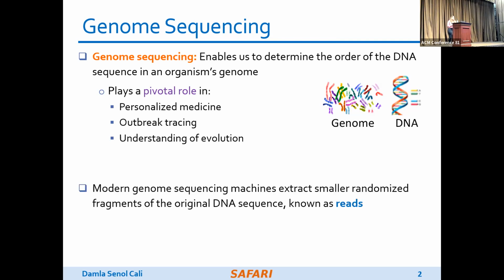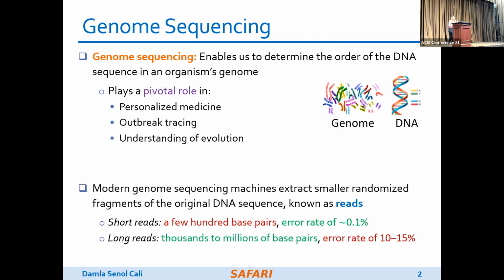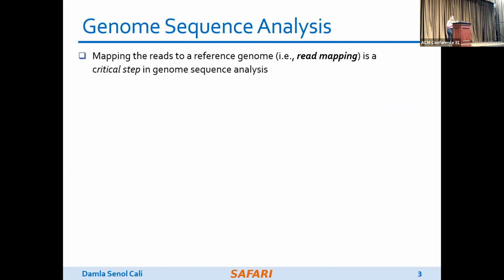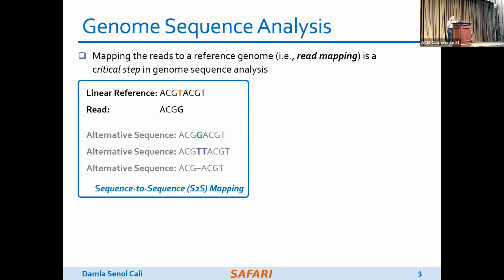Modern genome sequencing machines extract small randomized fragments of the original DNA sequence, which we call reads. State-of-the-art sequencing machines either produce short reads or long reads. Read mapping, which is the process of mapping the reads to a reference genome, is a critical step in genome sequence analysis.